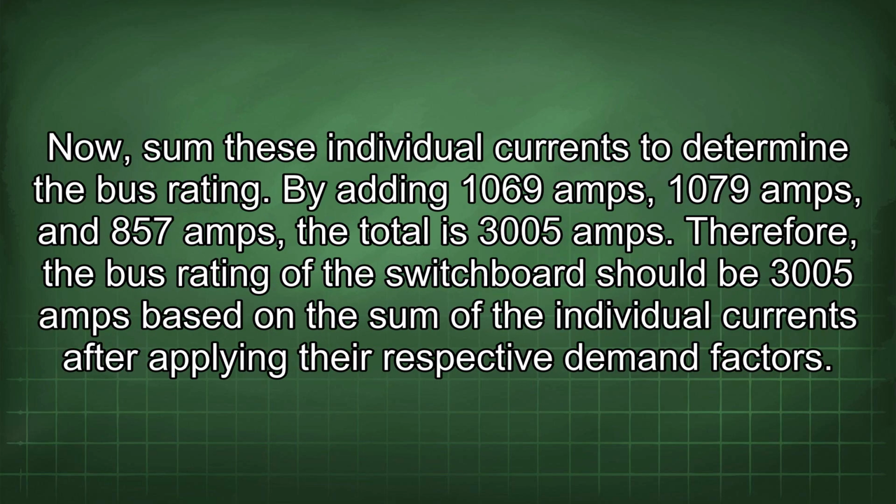Now, sum these individual currents to determine the bus rating. By adding 1069 amps, 1079 amps, and 857 amps, the total is 3005 amps. Therefore, the bus rating of the switchboard should be 3005 amps based on the sum of the individual currents after applying their respective demand factors.